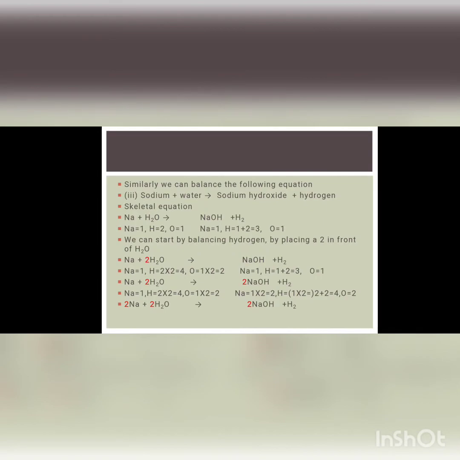Similarly, we can balance the following equations. Sodium reacting with water forming sodium hydroxide and hydrogen, Na plus H2O forming NaOH plus H2. We can start by balancing by keeping 2 in front of H2O, and we can see that also by placing 2 in front of sodium hydroxide we can balance it.